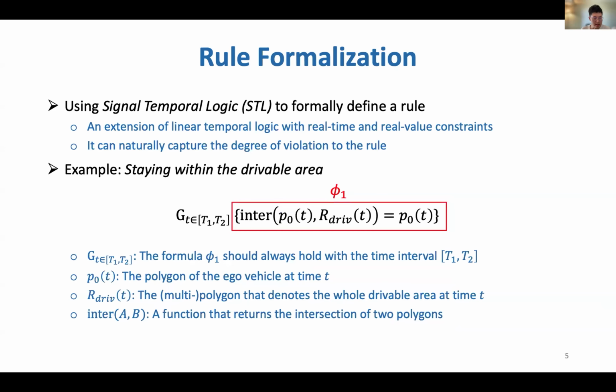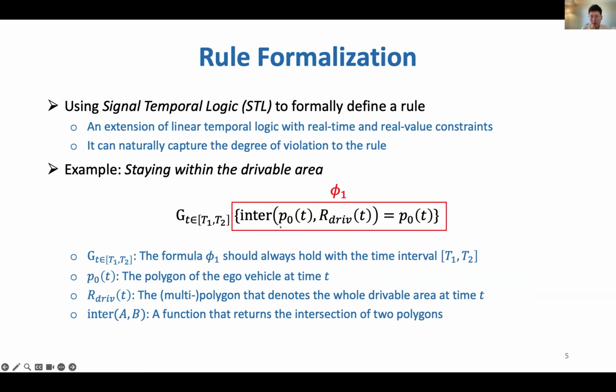And then we use signal temporal logic to formally define these rules. Signal temporal logic is an extension of linear temporal logic with real-time, real-value constraints. An advantage of signal temporal logic is that it can naturally capture the degree of violation of a rule. So for example, one of the rules is staying within the drivable area.